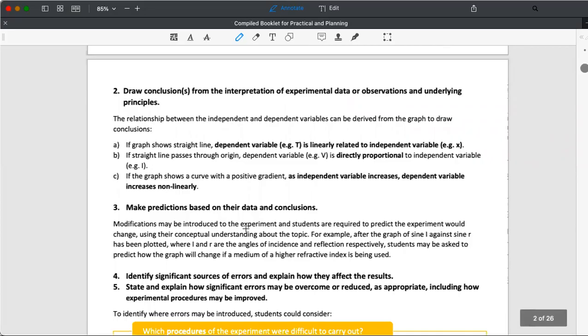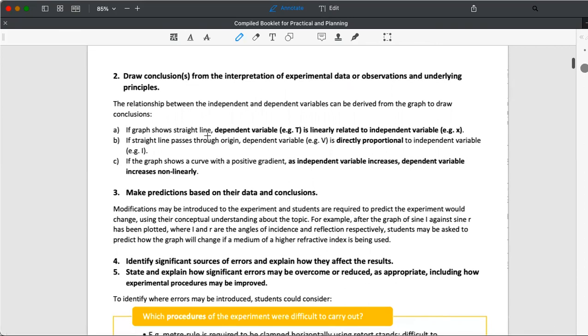Okay, now, drawing conclusions from the interpretation of experiment data or observations and underlying principles. The relationship between the independent and dependent variable can be derived from the graph to draw conclusions. Hence, if a graph shows a straight line, the dependent variable is linearly related to the independent variable. So this is how you should describe the trend of the graph.